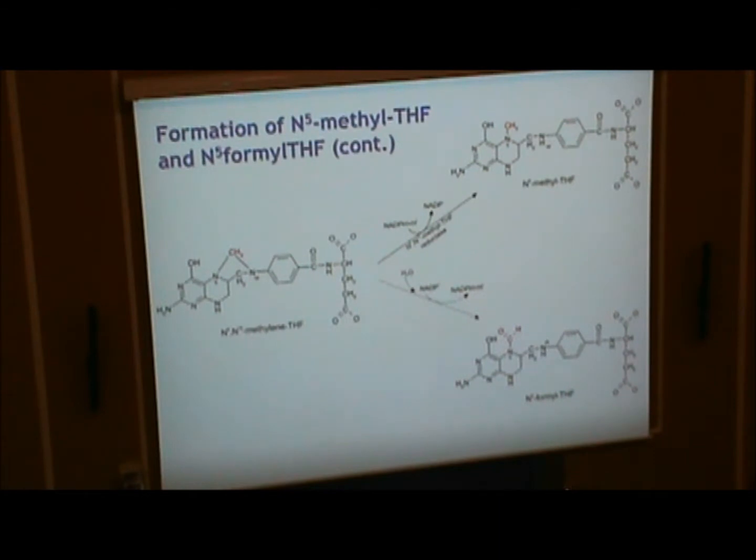Then the N5,N10-methylene tetrahydrofolate may be submitted to the reaction of N5,N10-methylene tetrahydrofolate reductase or N5,N10-methylene tetrahydrofolate dehydrogenase. Reductase, dehydrogenase.